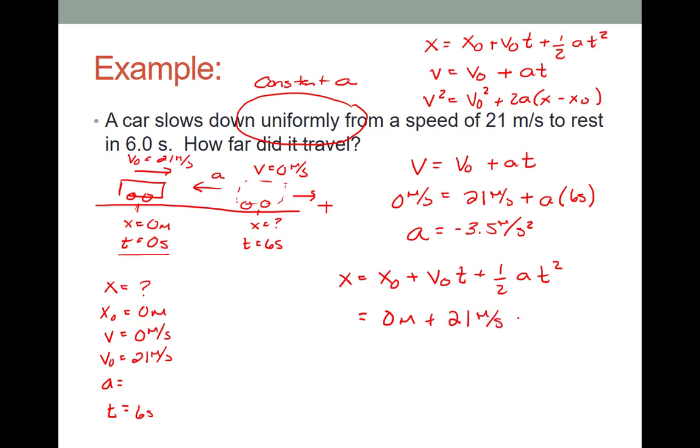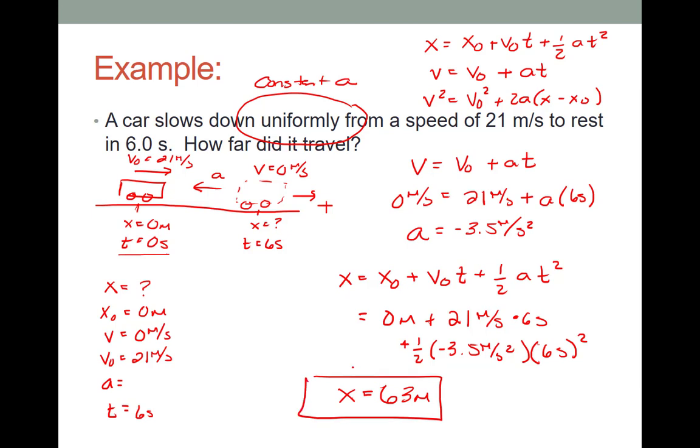21, yes. 6 seconds plus 1/2 times negative 3.5 meters per second squared times 6 seconds squared. If you put all that into your calculator, you find that it took 63 meters for this car to come to a stop.